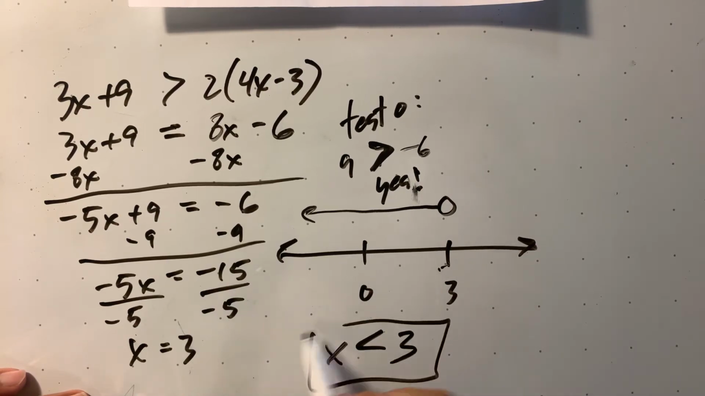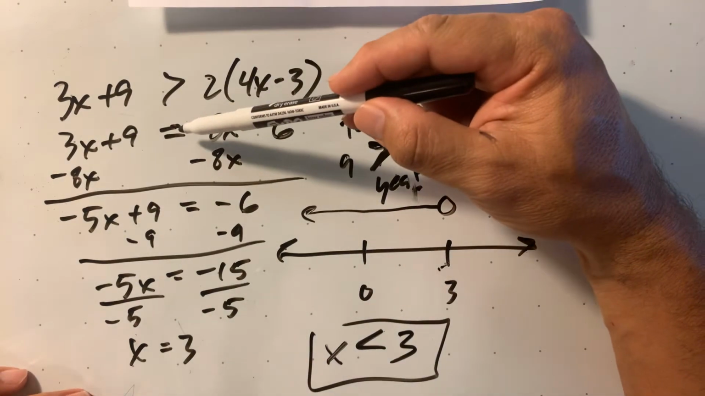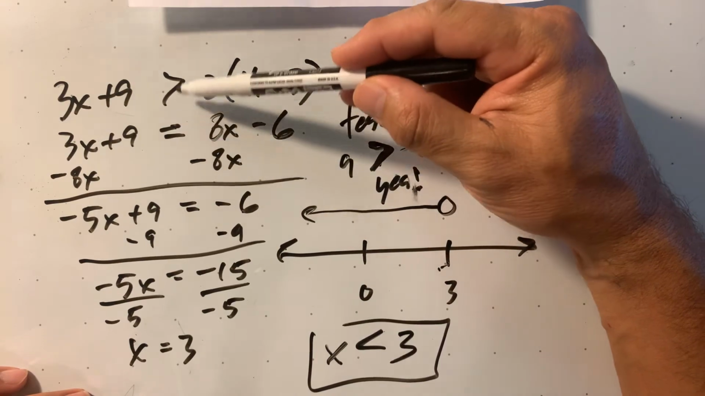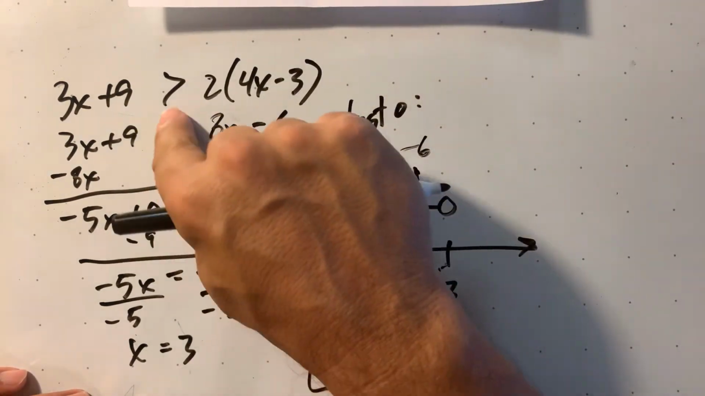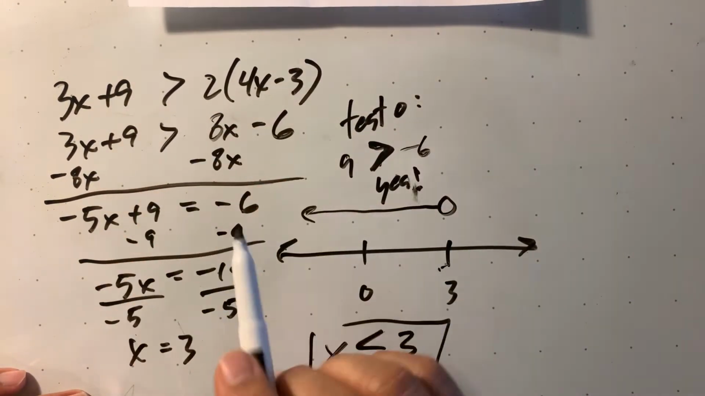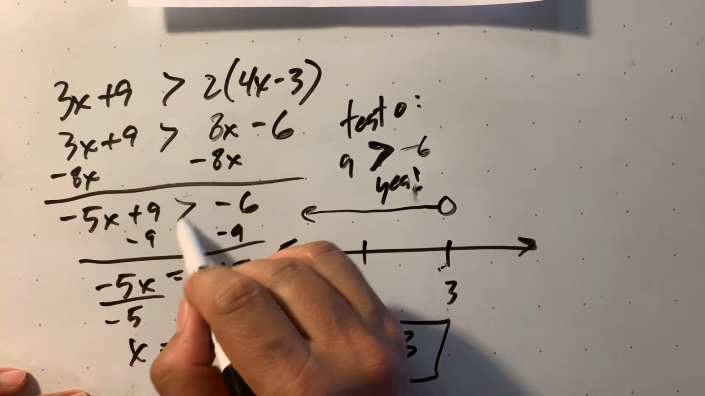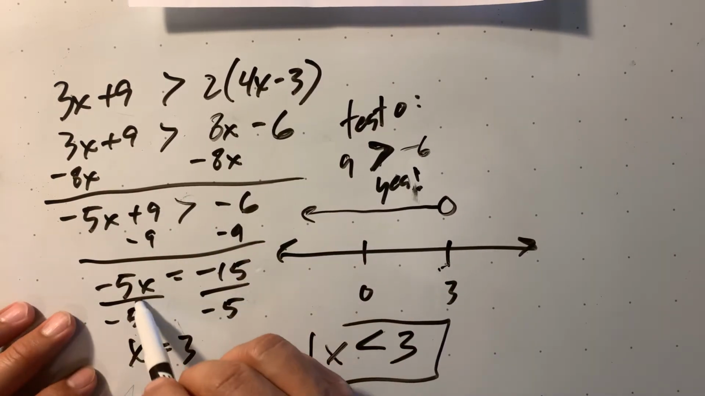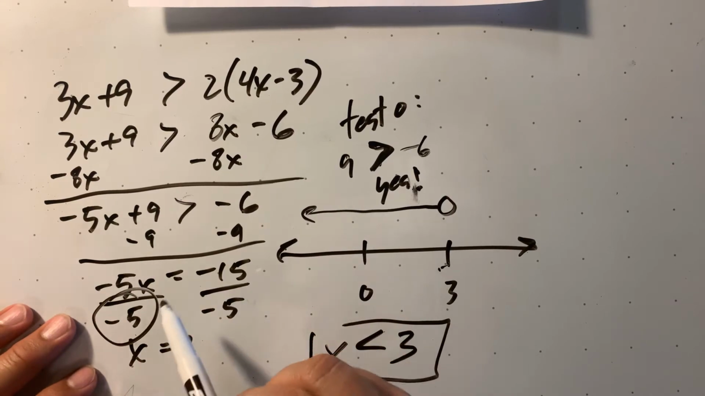And there's your answer. Now, if we go back here, instead of changing this to an equal sign, if you left the sign, you can do these problems, and then anytime you divide, so right here we divided by negative 5.